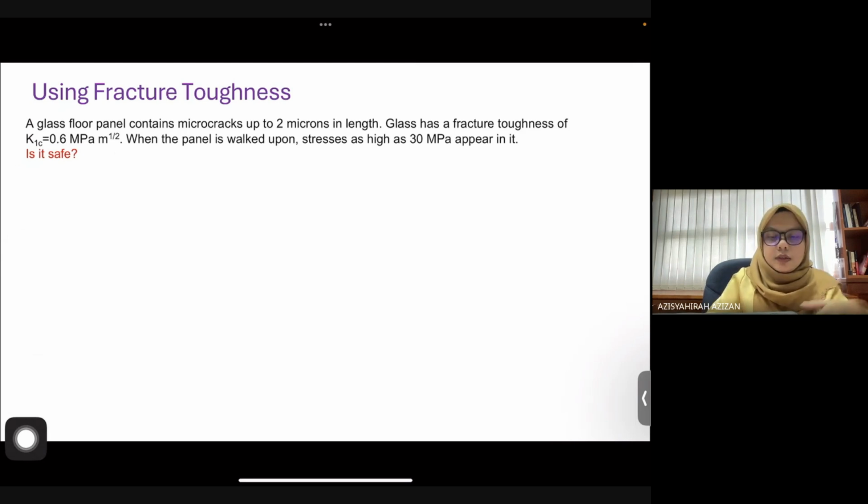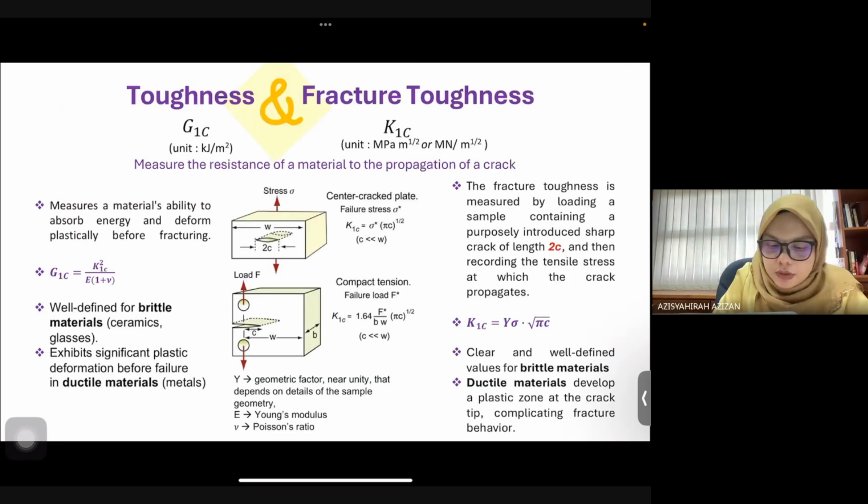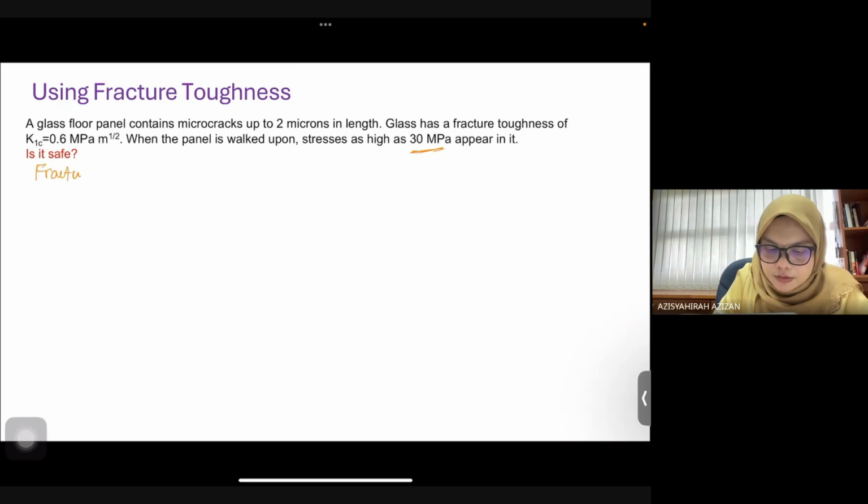All right. So how are we going to do this? To determine whether this glass floor panel is safe under this specific condition, we can compare against the applied stress, right? For the applied stress, we should consider the critical stress for propagation. This critical stress we can calculate using the fracture toughness and also the crack length, right? First, we list what has been given. We have a fracture toughness.